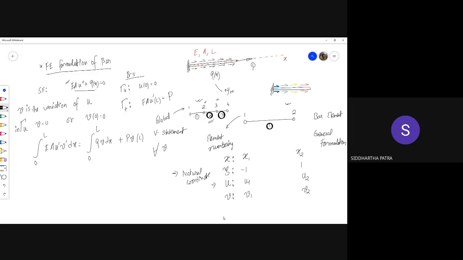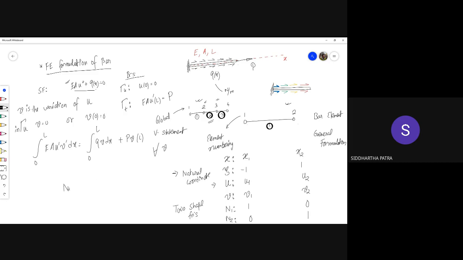In the end, there are two nodes, so we have two shape functions. So there is n1 and there is n2. Now, value of n1 at node 1 must be 1, and at node 2 it must be 0. Value of n2 should be the other way around.